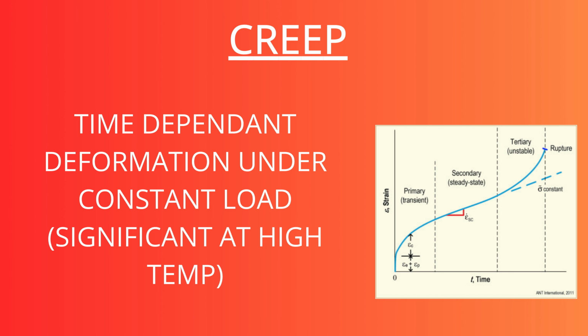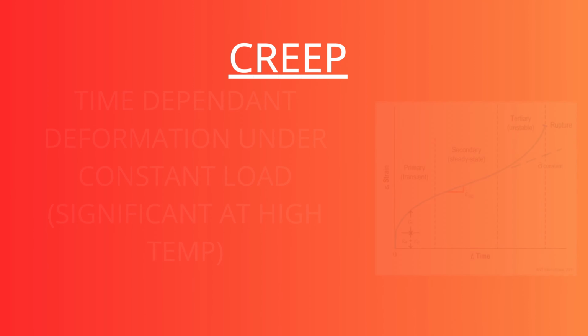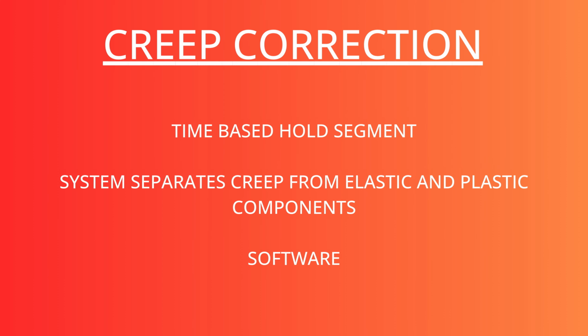Furthermore, we also have creep. Creep refers to the time-dependent deformation of a material under constant load, and that is especially present or significant at high temperatures. So how can we correct it? We can use time-based hold segments during the indentation test, where the load is held constant while the displacement is recorded. Then the system can separate creep deformation from elastic and plastic components.